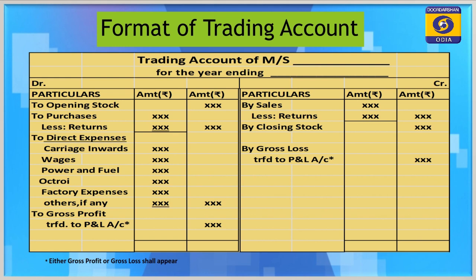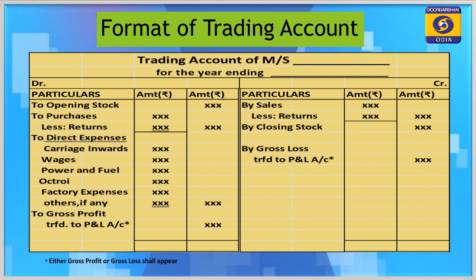Particulars column. In the particulars column we will write down to opening stock. So the first item that appears on the debit side of the trading account is the opening stock. If it is a running business, then whatever is the stock that is unsold at the end of the previous year, that will be the opening stock for the current year. So the value of the opening stock will be put in that amount column.